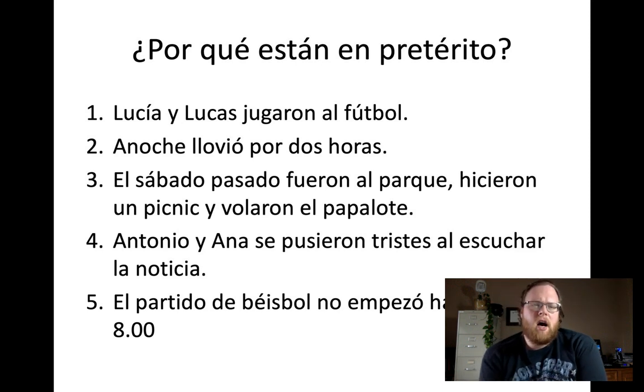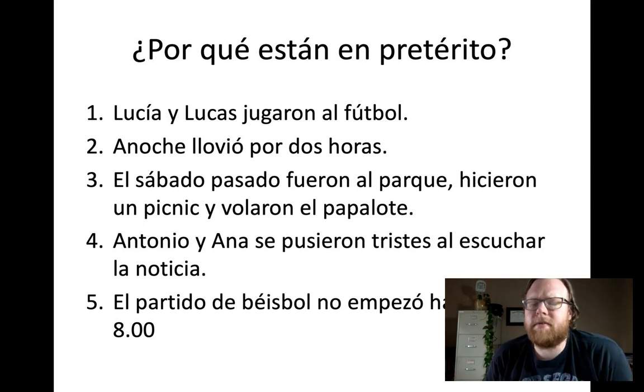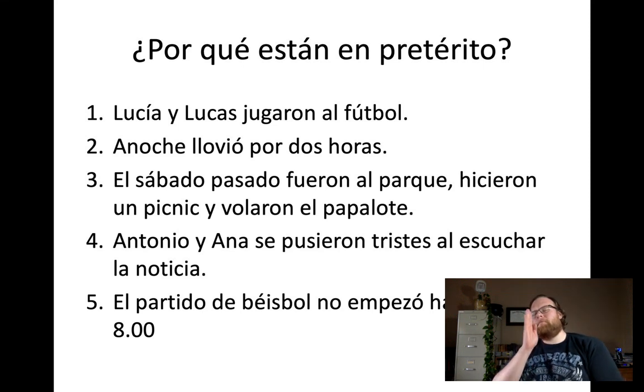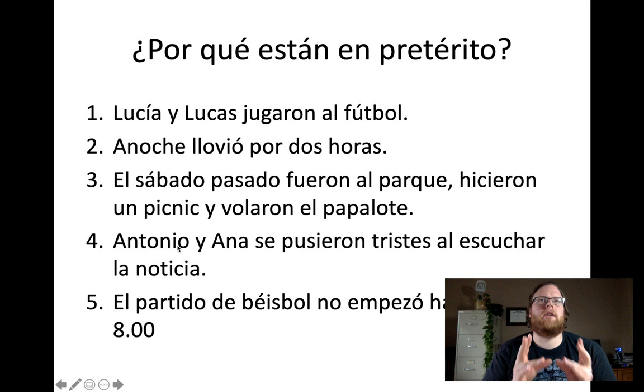Luego, Antonio y Ana se pusieron tristes al escuchar. Antonio and Ana became sad upon hearing the news. We've got here a change in emotional state, right? It was the news, whatever it may have been, that provoked that change in emotional state and that arrived at a specific moment in time.